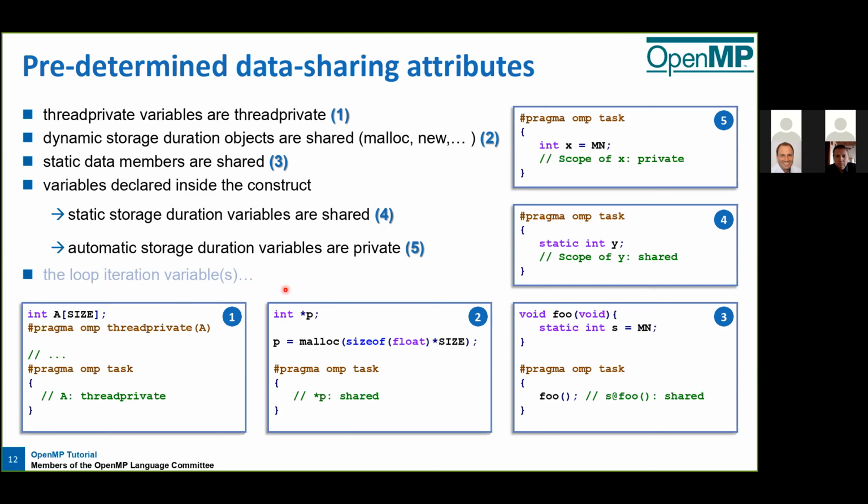The rules for loop iteration variables that apply to work sharing constructs do not apply to task constructs, because the task construct is not a work sharing construct. So if you parallelize a while loop with an integer variable in there or something like that, or a for loop, and you create tasks in each iteration, then these variables are not being made private by default as they were with the for or do work sharing constructs introduced in the previous webinar.